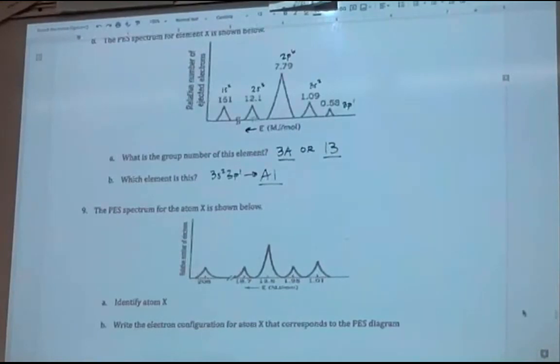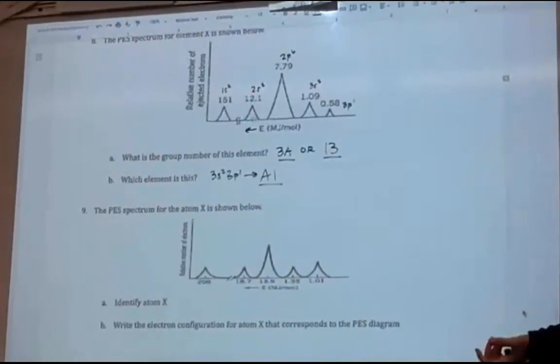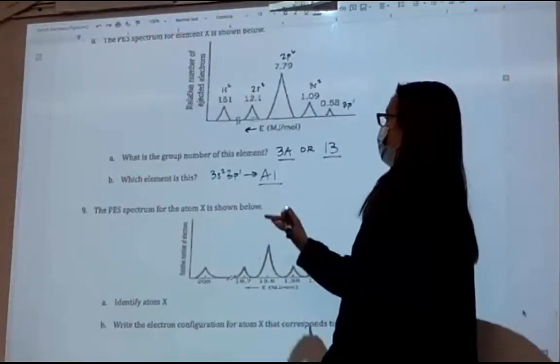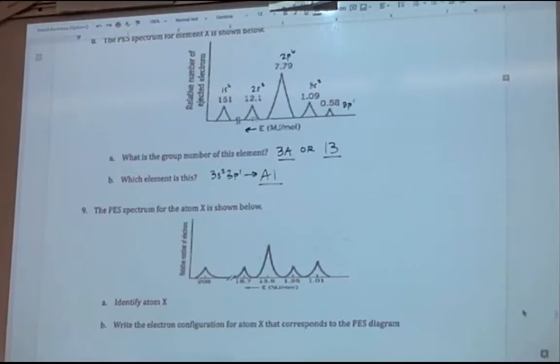All right, if you check 8, group number, you could have one of two things. You could say 3A or 13. If you go based off of your periodic table now, the group numbers are labeled at the top. So most of you probably would have done group 13. Remember, group is a column. And then which element? Always use the electron configuration to identify the element. So I always label the peaks. That's the first thing I do before I even read the questions, is I label the peaks. Typically that's going to help us identify the element or write the configuration.